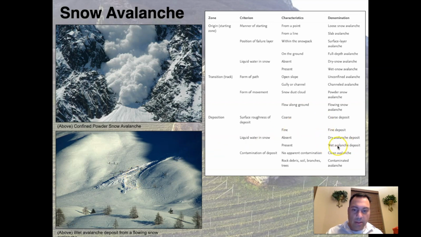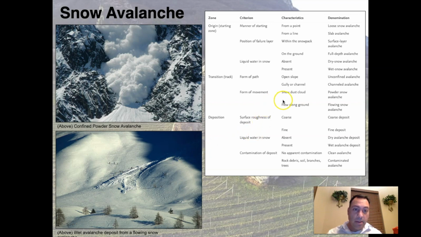So this is a wet avalanche deposit from a flowing snow avalanche. This moved down the track and then deposited itself down here as a wet avalanche deposit. They're extremely dangerous. People lose their lives all the time. They're extremely dangerous events, and they can go at speeds as large as 200 miles per hour. They can be completely unsurvivable, just like you see in a rock avalanche.